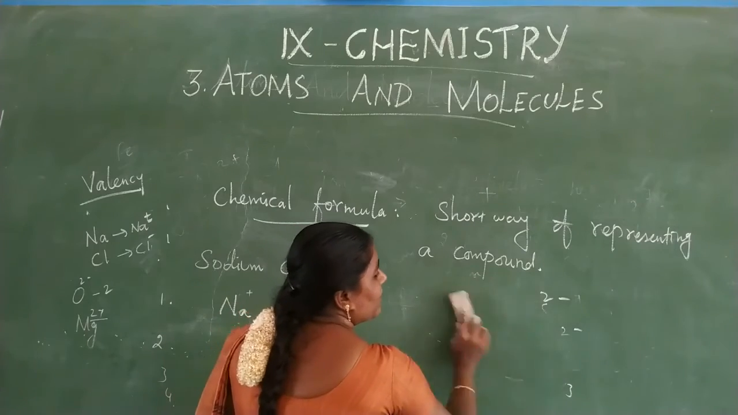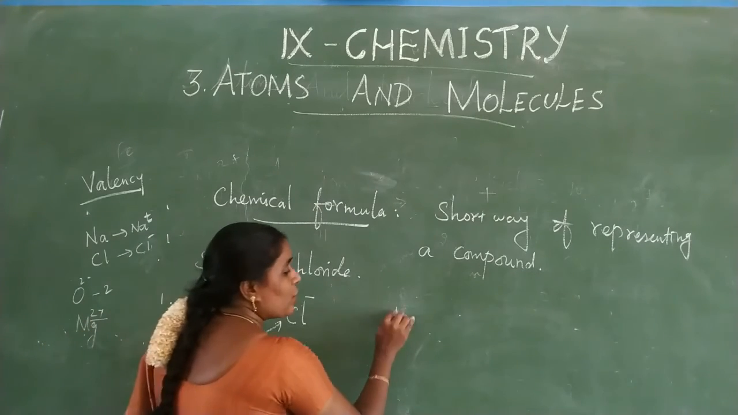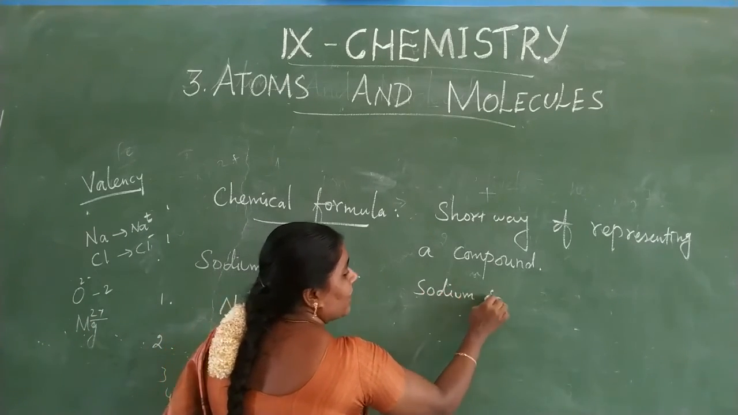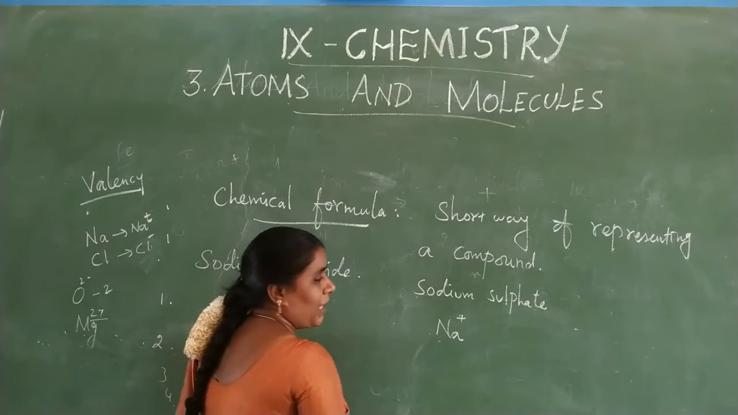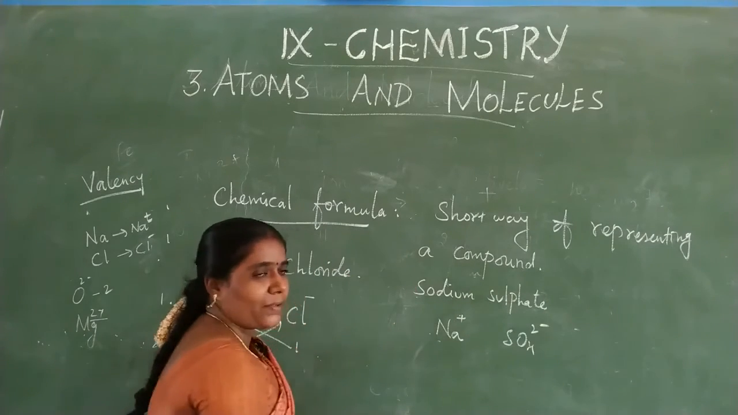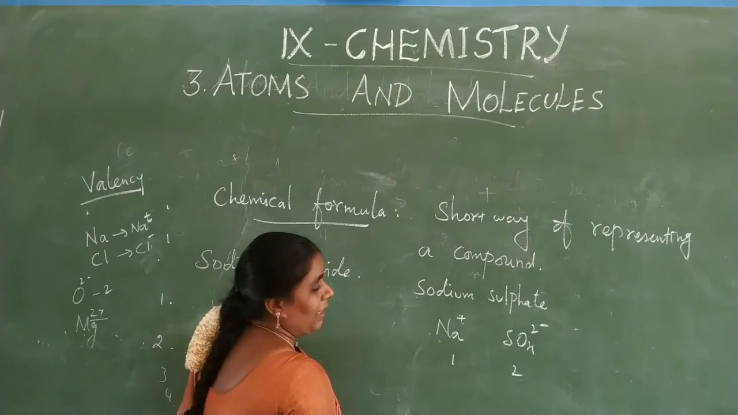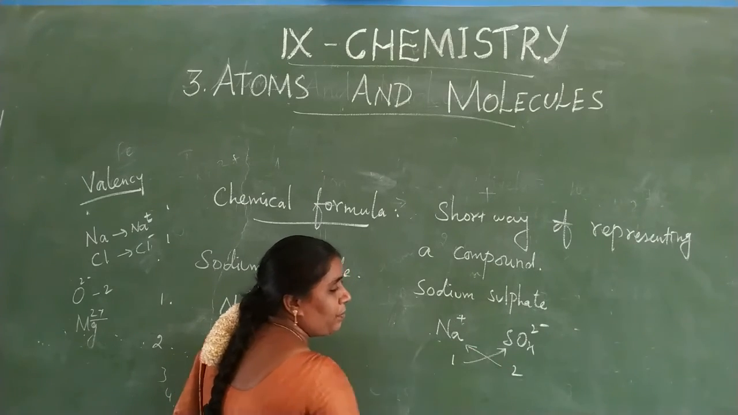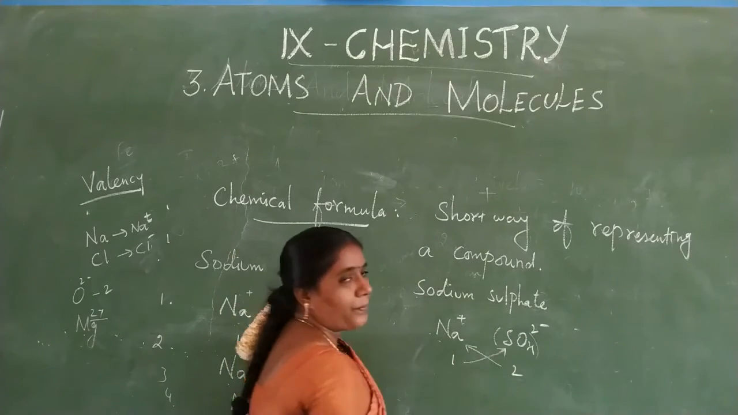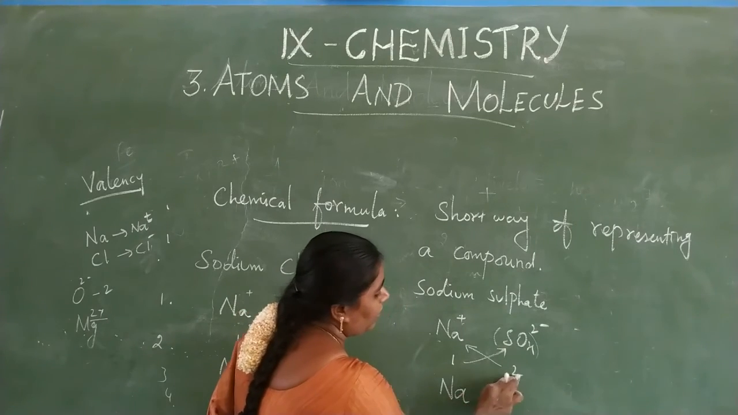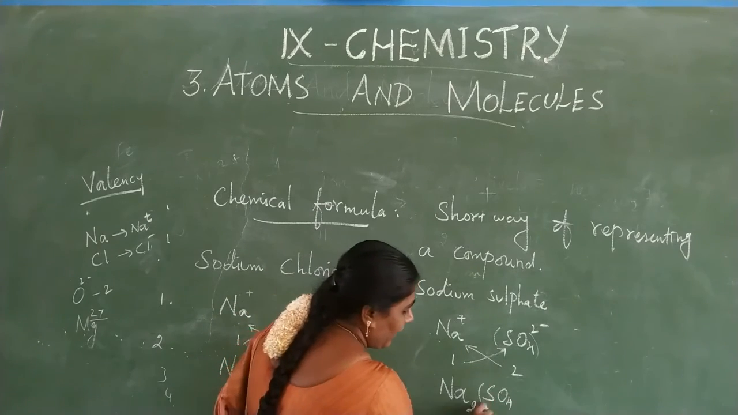Suppose now I am asking the formula for sodium sulfate. How do you write? One symbol for sodium, that is Na. Charge Na plus, and sulfate, SO4, 2 minus. Na plus means valency 1. SO4, 2 minus means valency 2. What is the compound radical here? That is the polyatomic ion, SO4 sulfate. So Na, and you crisscross the valency, sulfate valency here, and sulfate SO4 within brackets.